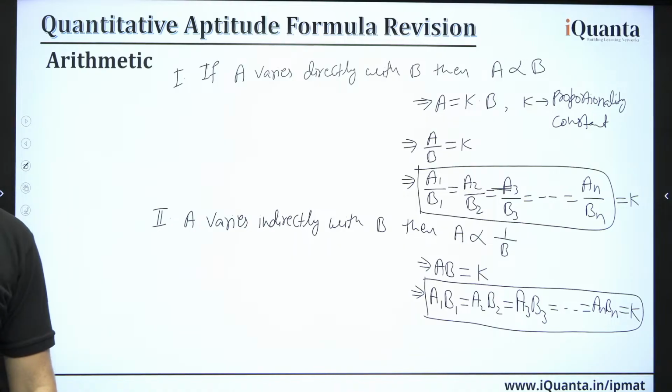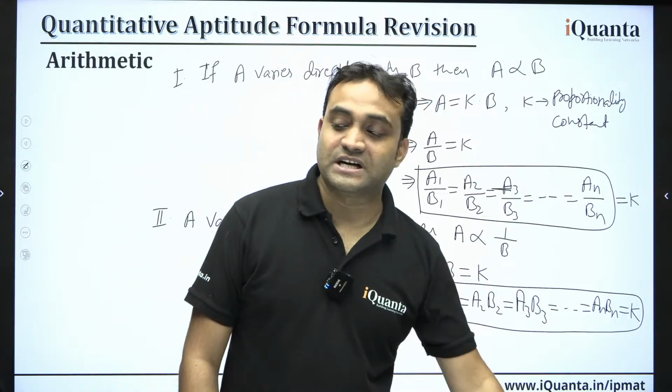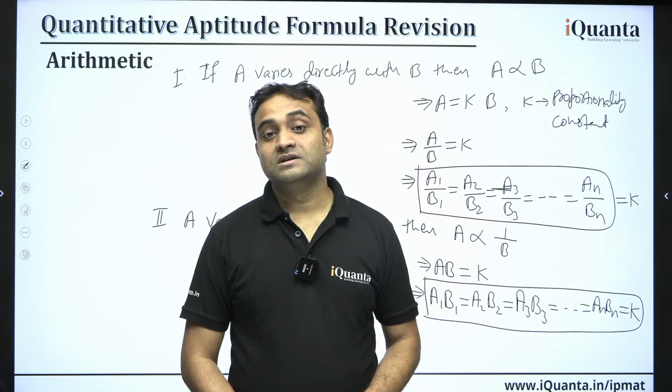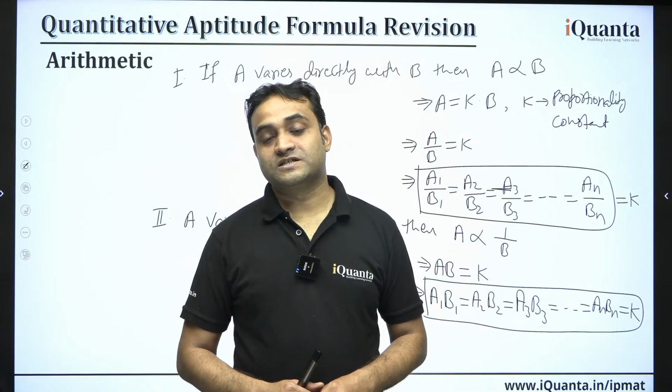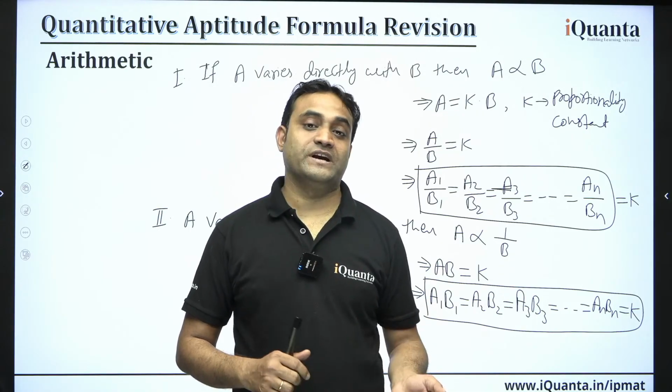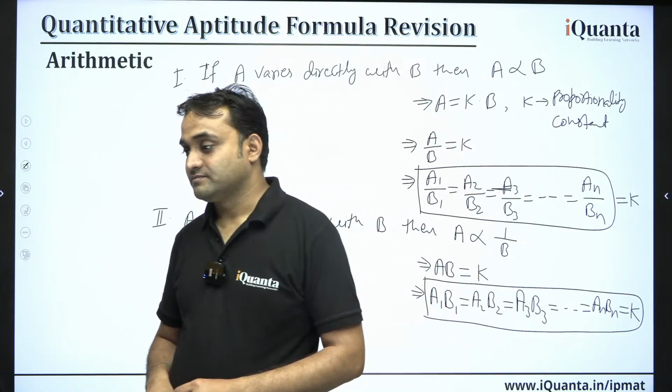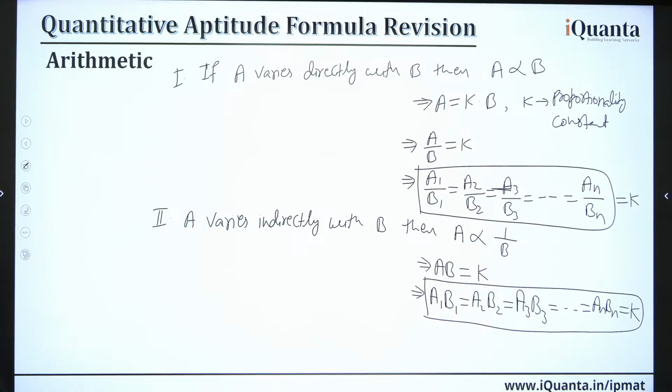Followed, sir, in profit and loss, what happens is profit percentage is loss percentage. Although that is not possible, there is only one case where it's possible that profit and loss is equal to 0%. That is only possible when profit percentage is equal to loss percentage is equal to 0%.